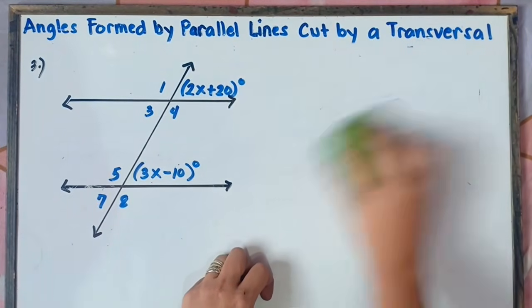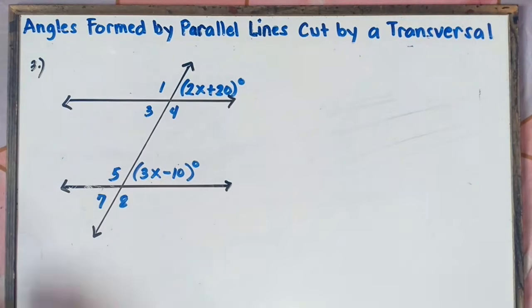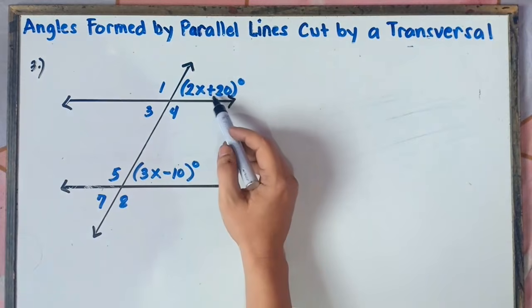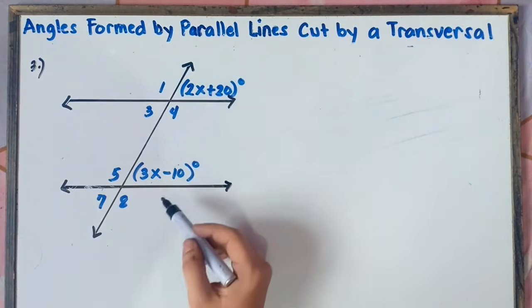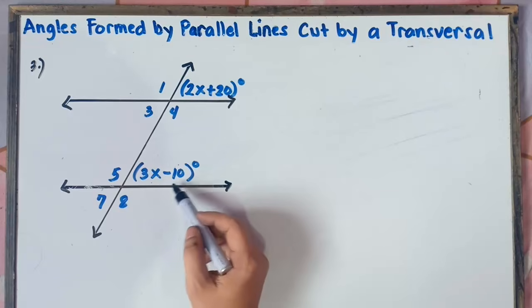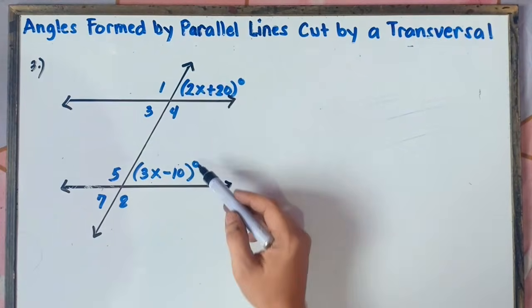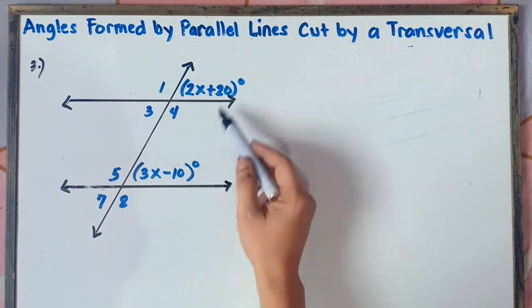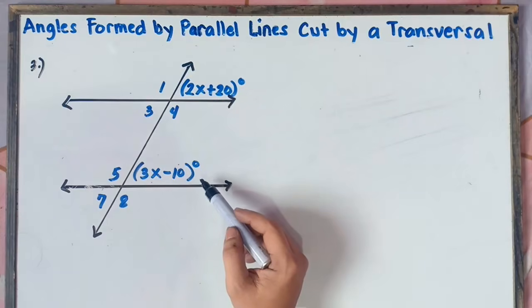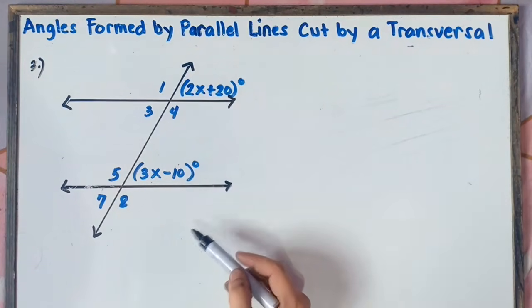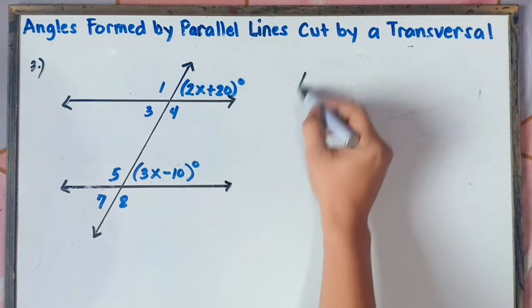Alright, so number 3, part 2. Now if you are given an example like this, you have this quantity 2x plus 20 degrees, and then you have this one, quantity 3x minus 10 degrees. Now the thing that you need to do, class, with regards to the given, what do you call these angles? That's correct, they are corresponding angles. Why is that, sir? Because it forms letter F, right?